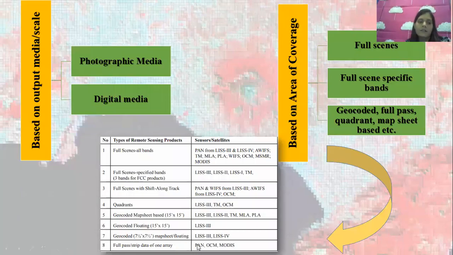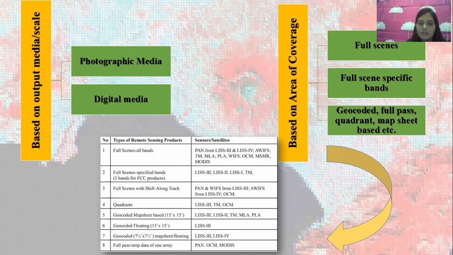Hello students. So in our last session we discussed data products: how we can obtain them, what the qualities of a data product are, how we can use the data, and what analysis can be done. We have already discussed those things.